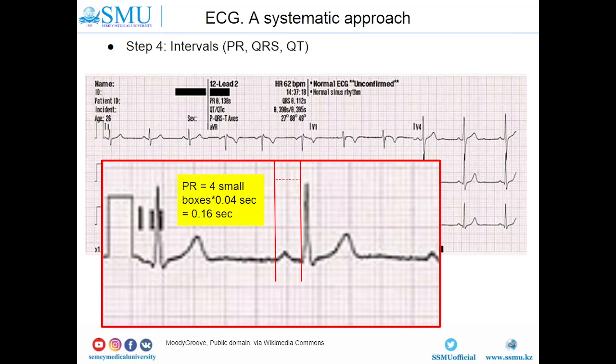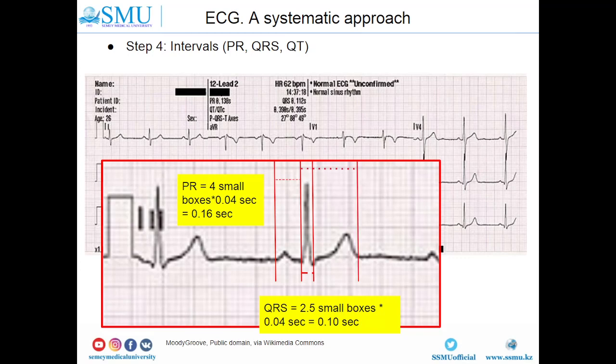In this case, the PR interval includes four small boxes, and as we have an ECG speed of 25 millimeters per second, we should multiply it by 40 milliseconds, and the PR interval in our case is 0.16 seconds. It's normal because the PR interval should be between 0.12 and 0.20. Next, let's calculate the QRS complex interval. In this case, the QRS complex includes 2.5 small boxes, and it will be 0.10 seconds. It is a normal case.